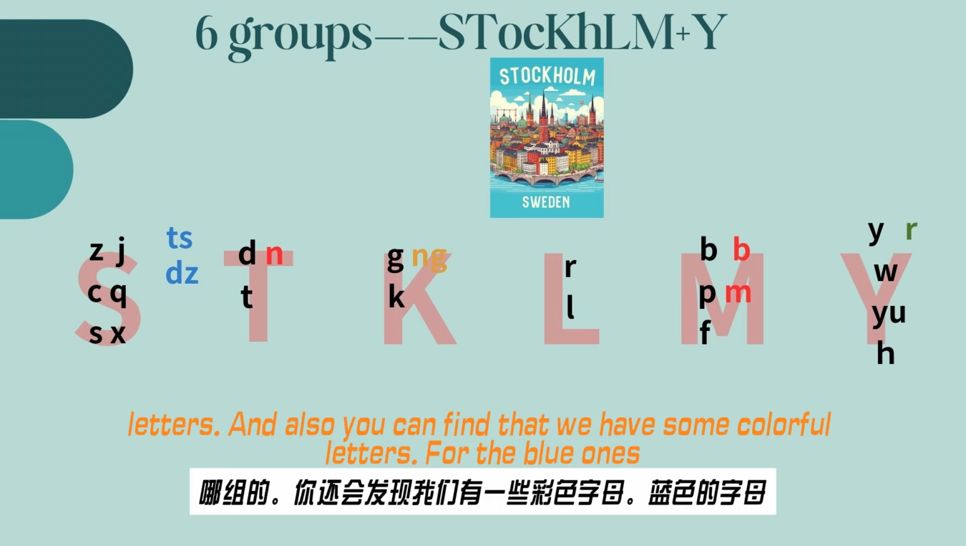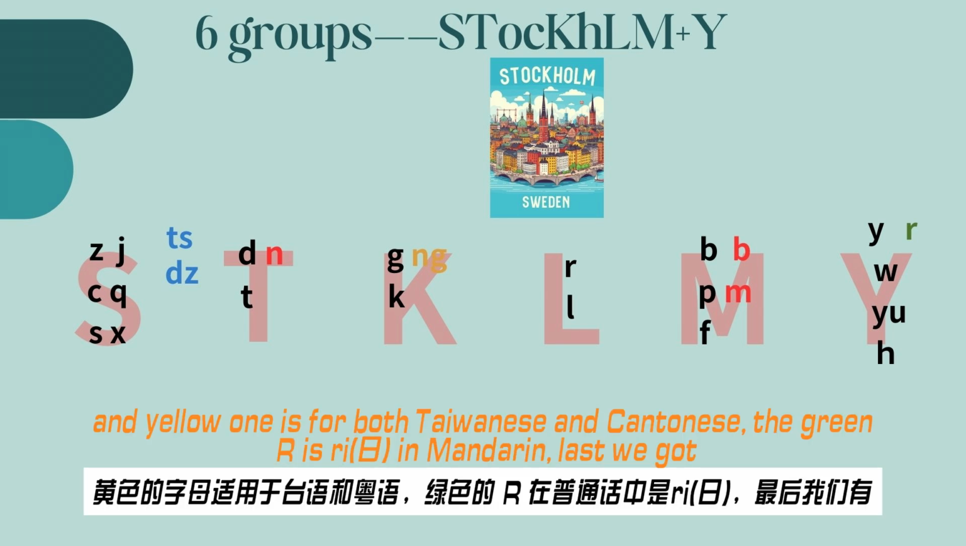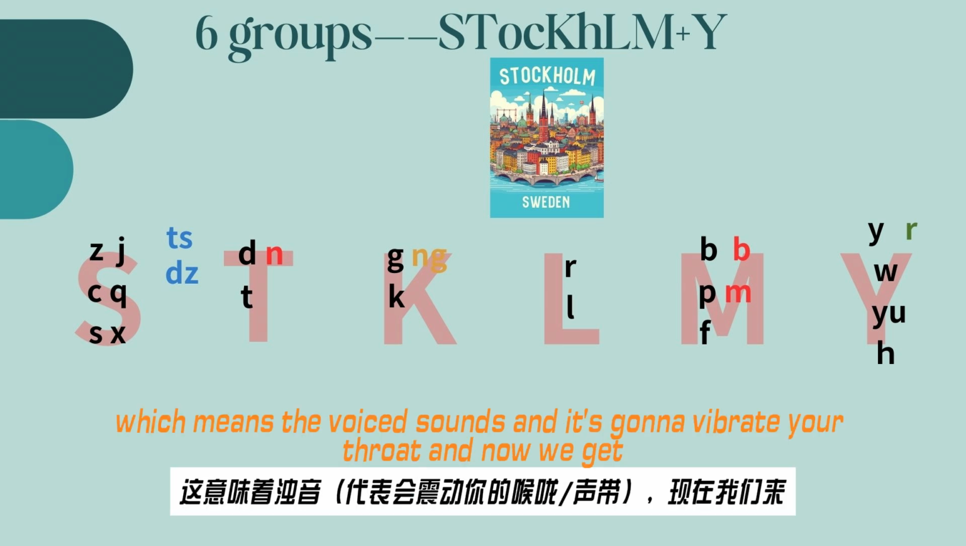And also you can find that we have some colorful letters. For the blue ones, it only appears in Taiwanese, and yellow one is for both Taiwanese and Cantonese. The green R is 日 in Mandarin. Last, we got red ones, which means the voiced sounds, and it's gonna vibrate your throat.